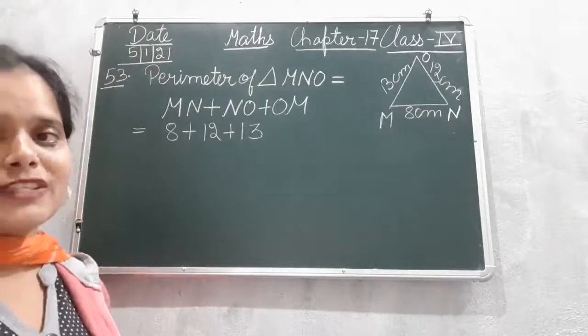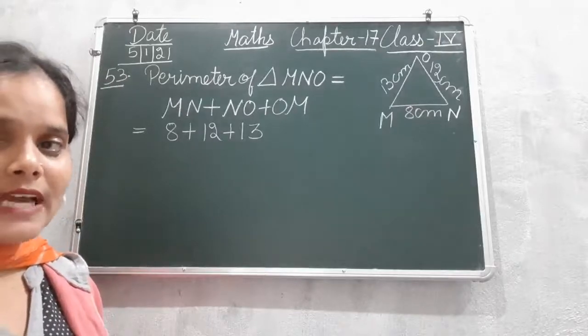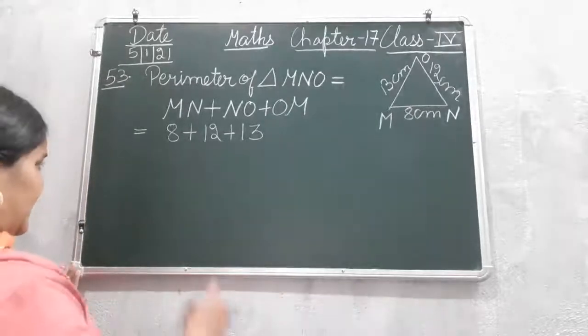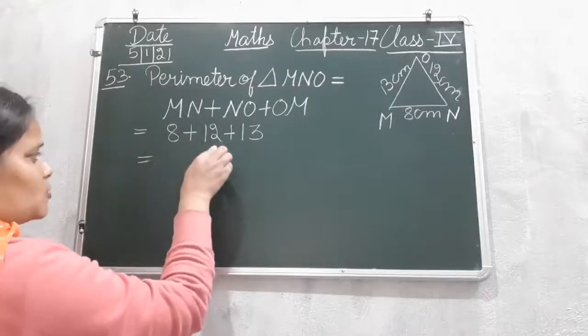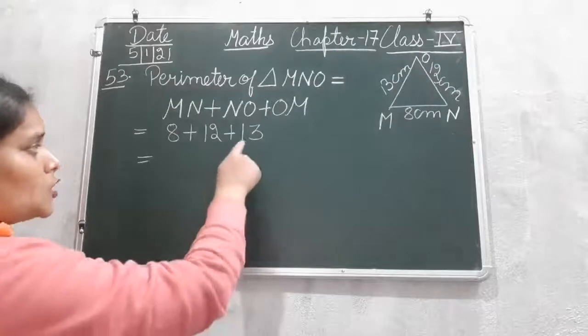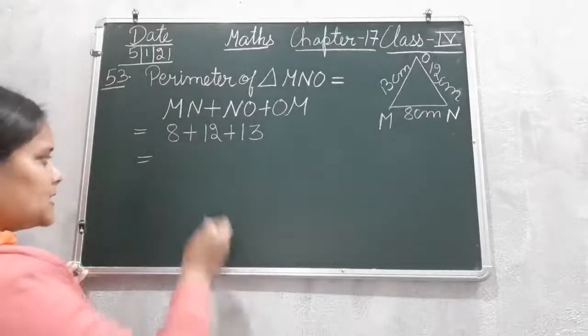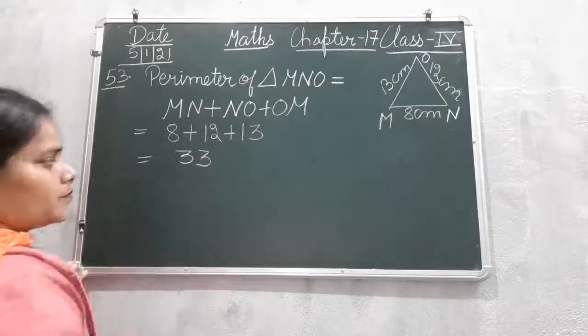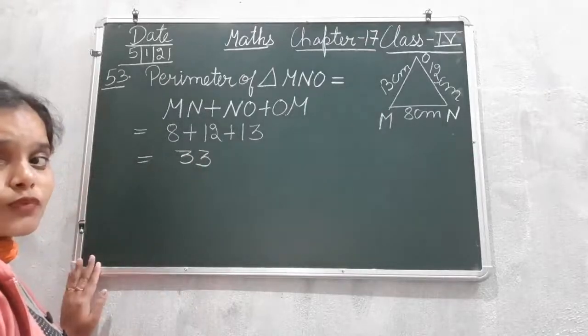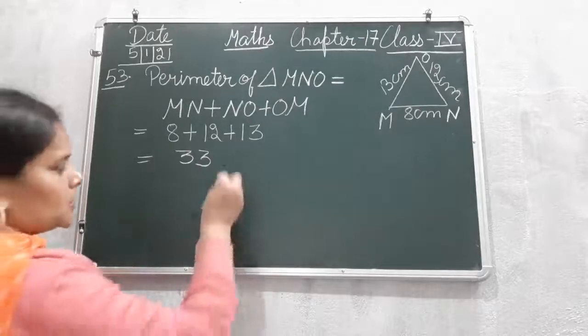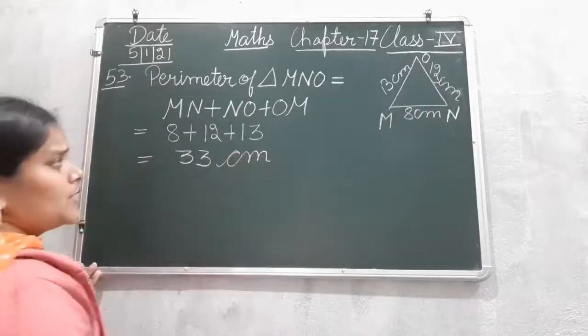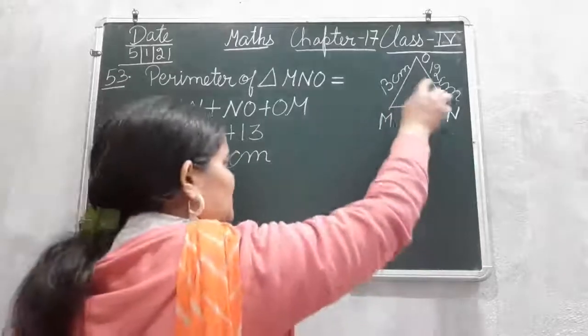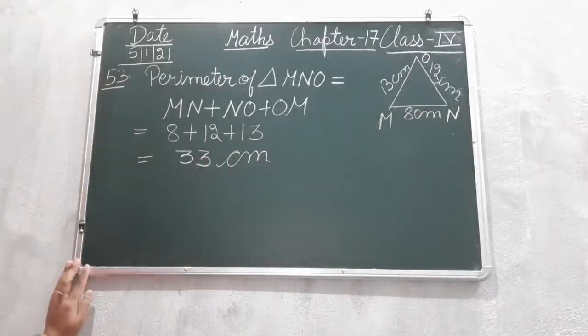So now for finding its perimeter, we are going to add all the three sides. So let's add: 8 plus 12, that is 20, 20 plus 13, that is 33. Okay, that is 33. So 33 will be in centimeter, because the measurements of all the three sides are given in centimeter. Therefore, perimeter will also be in centimeter only. So this is 33 centimeter. Okay, so this is the perimeter.